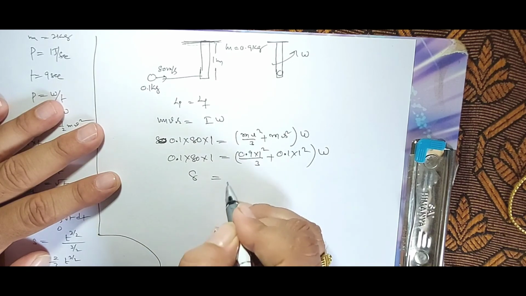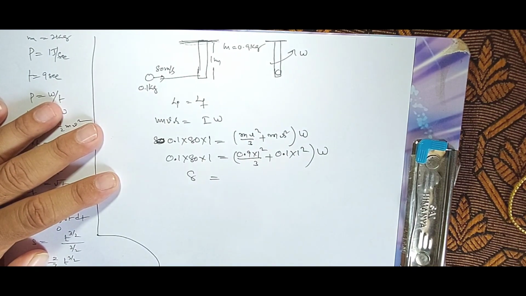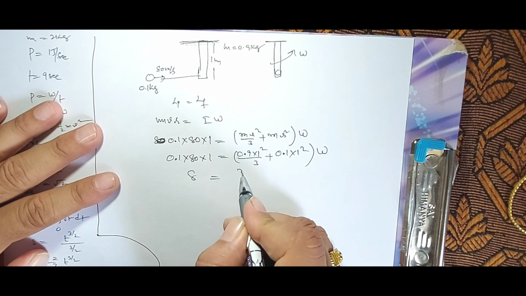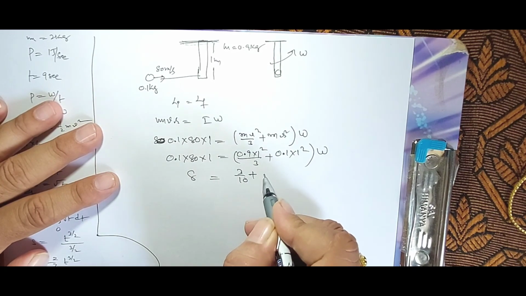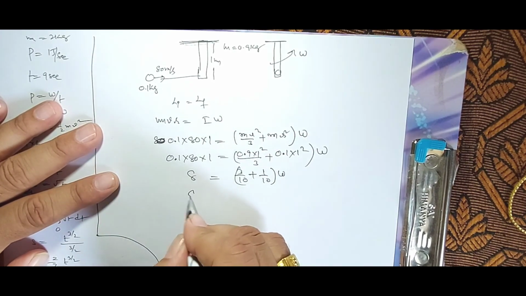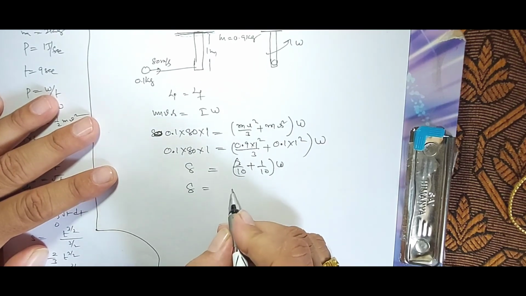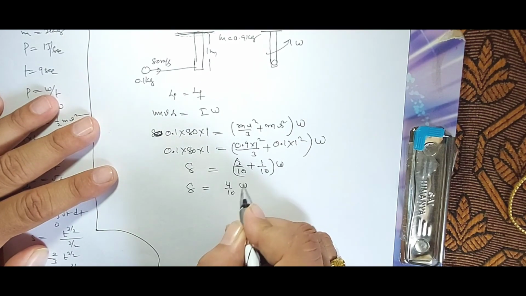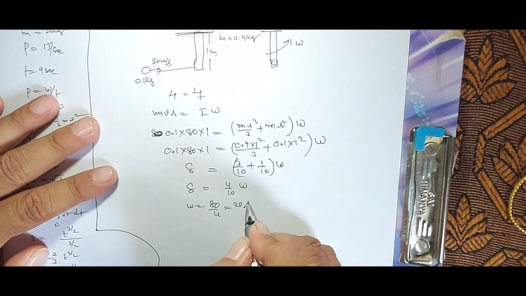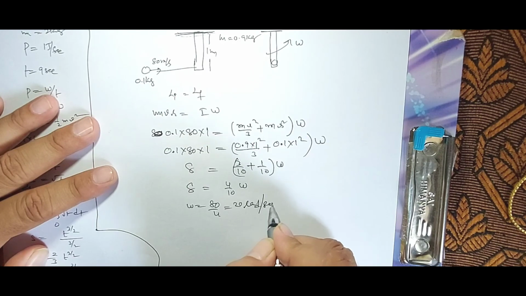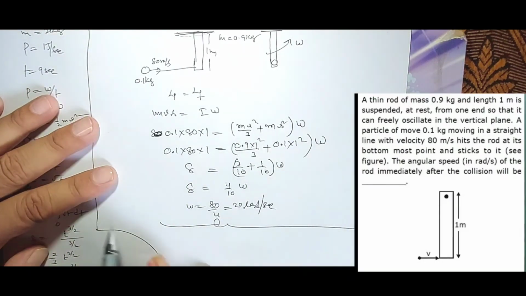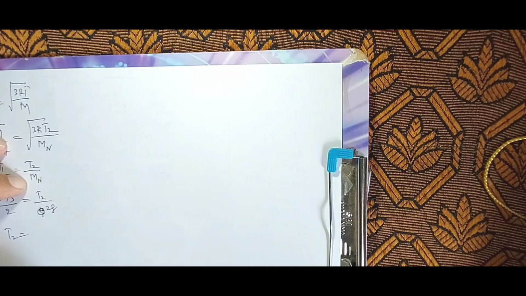So here this is 8. Now this is 3 by 10 and this is 1 by 10 into omega. So 8 is equal to 4 by 10 into omega. So omega is equal to 80 by 4, that is equal to 20 radians per second. So this is an integer type question, nitrogen molecule.